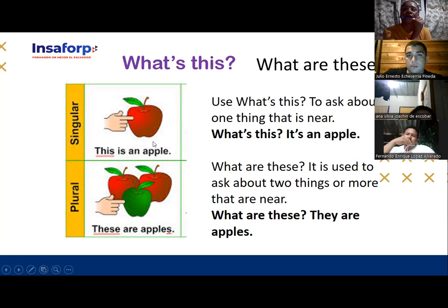This is an apple. Una pregunta. Yes, Fernando?